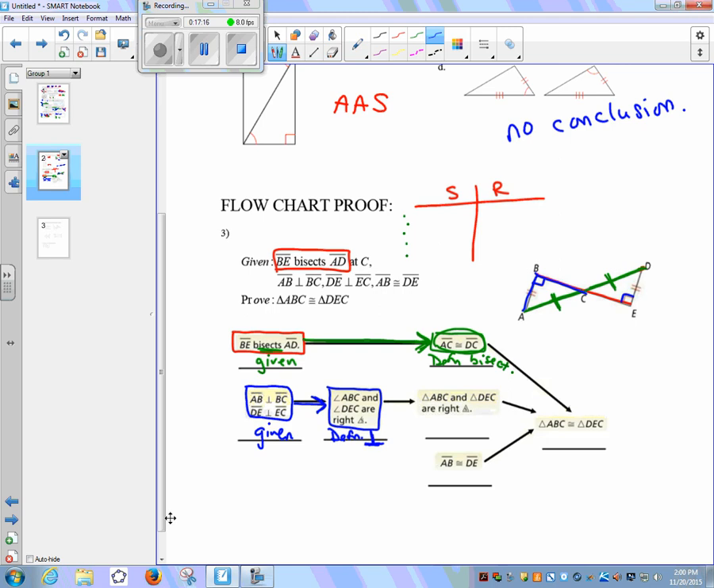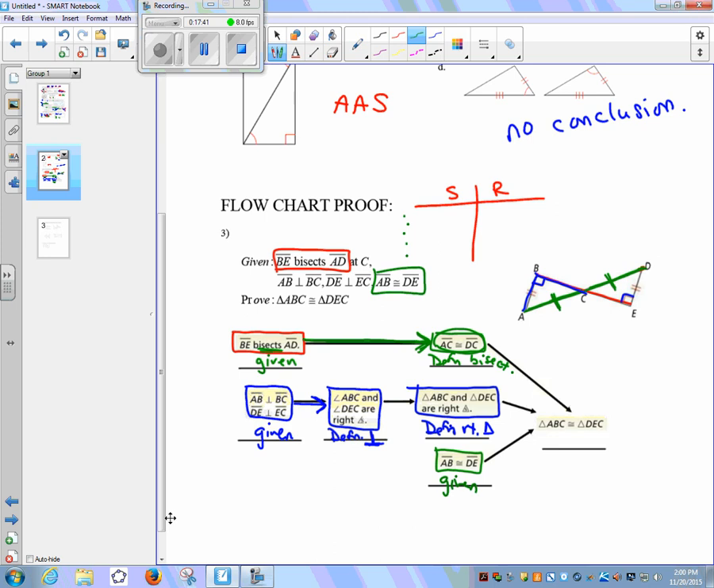Well, then you can say, if those are right angles, then the triangles must be right triangles. That's by definition of right triangle. The other piece of given is here. AB is congruent to DE, that's given.